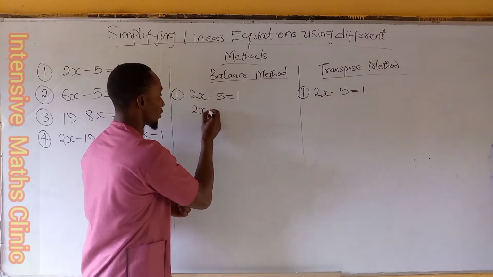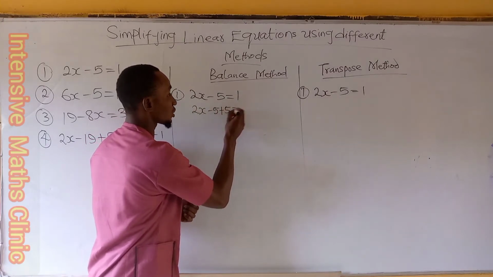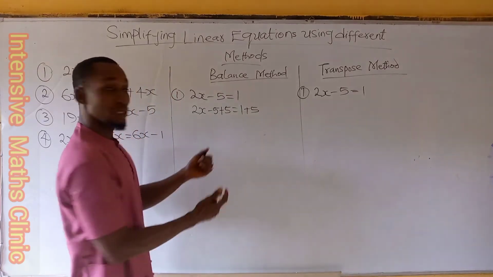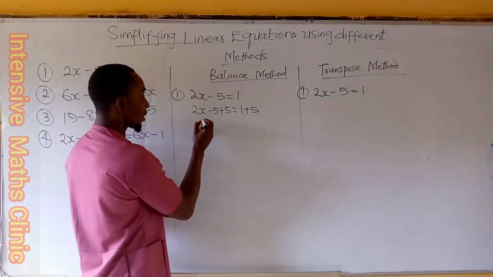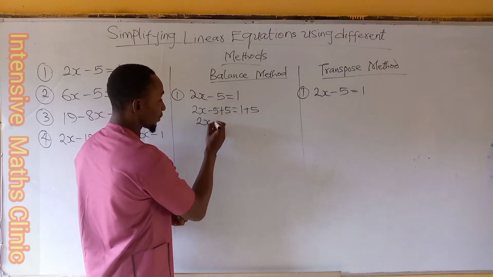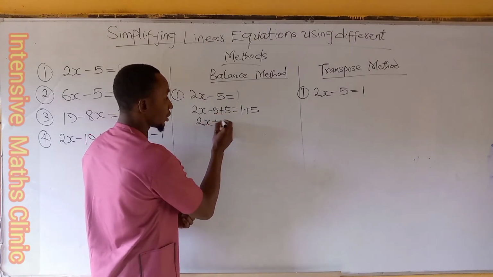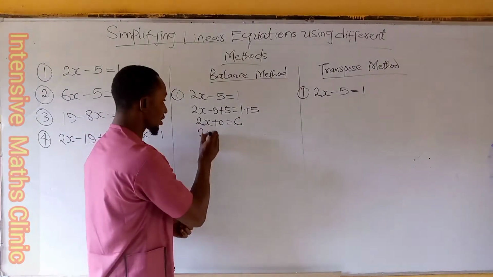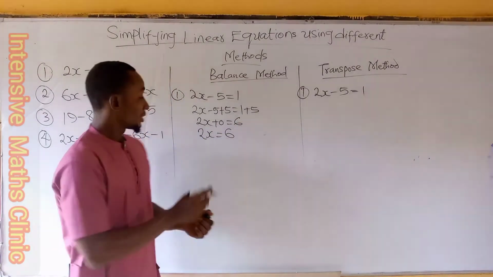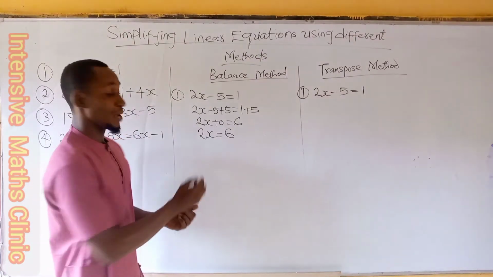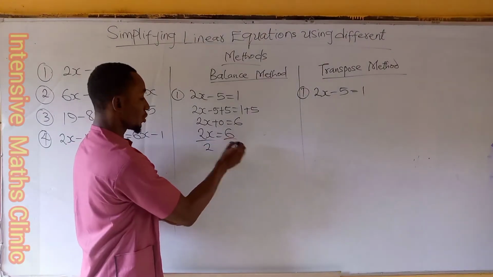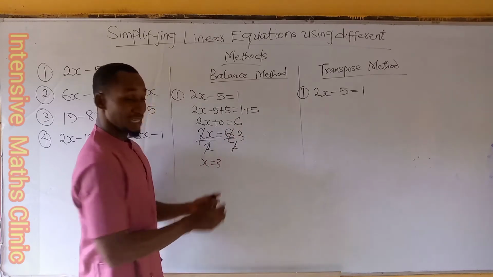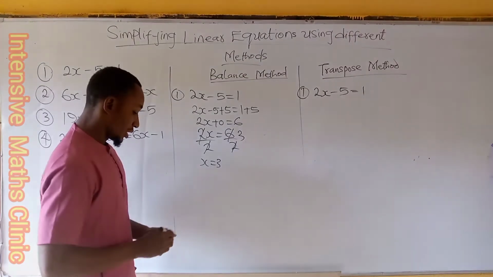We say 2x minus 5 plus 5 equals 1 plus 5. We got the 5 by adding the additive inverse of minus 5. So from here, minus 5 plus 5 is 0, so we have 2x plus 0 equals 1 plus 5, which is 6. So 2x equals 6. We divide both sides by 2, and we have 3. That means our x equals 3. That is the first solution to this problem.